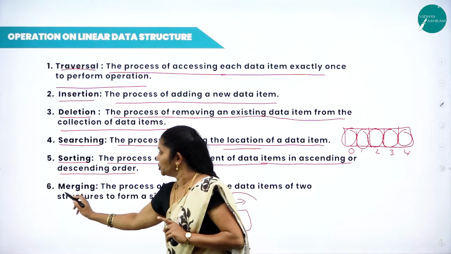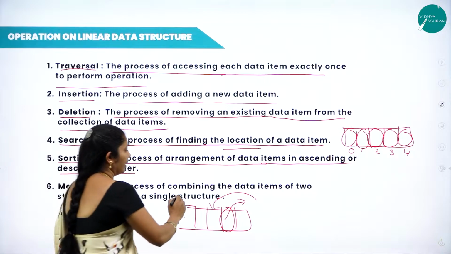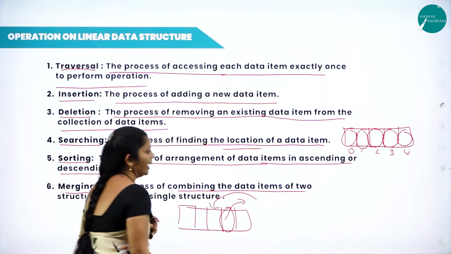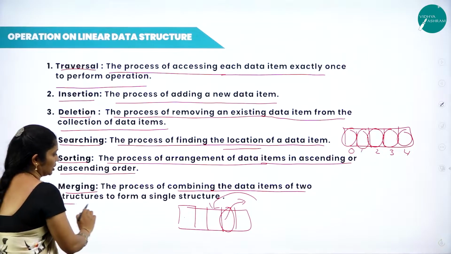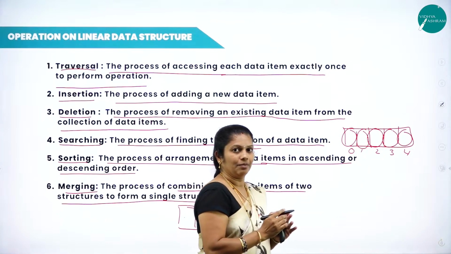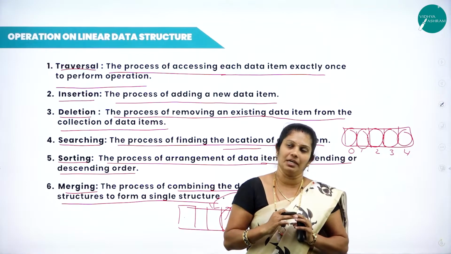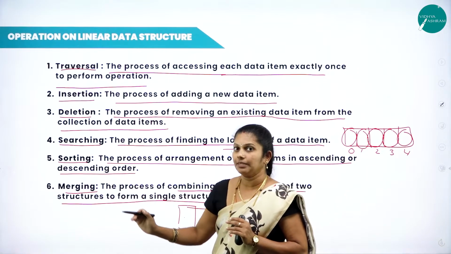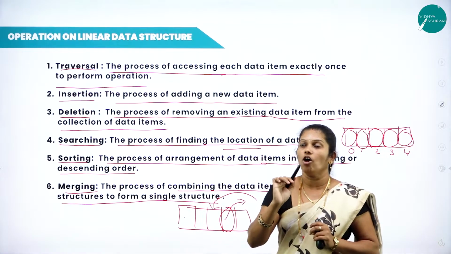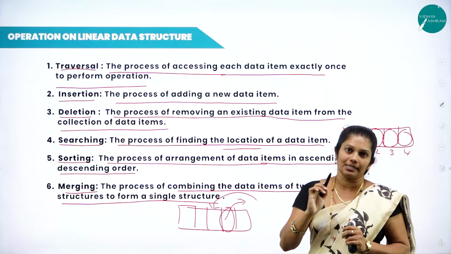And the next operation is merging. Merging is nothing but a process of combining data items of two structures to form a single structure. Whichever elements we want, those items we can combine and merge. That is nothing but merging. These are the major 5 operations that we can perform on a linear data structure.